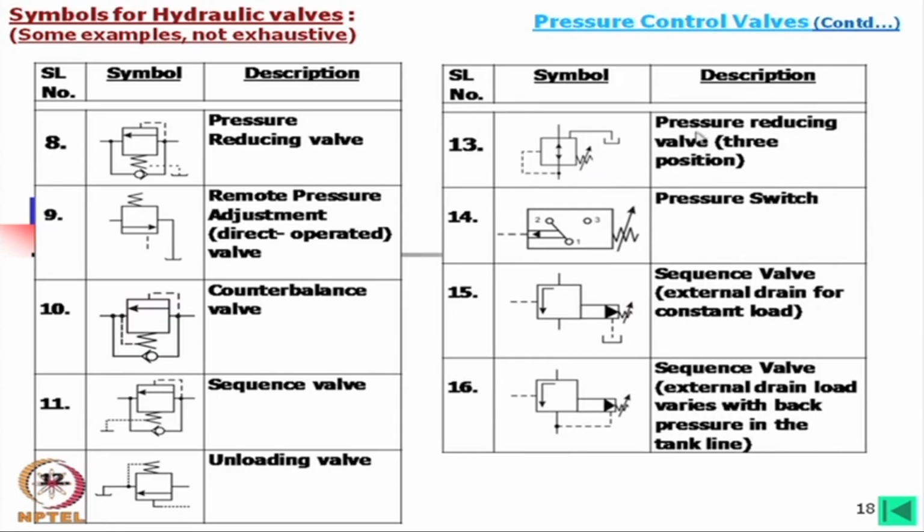Now, as you find, pressure reducing valve, three positions, this is a pressure switch. As you can see, this is 1, 2, 3 positions, it is either connected with 2 or connected with 1 and 3. So, this is a pressure switch. Depending on the pressure, this will be connected this way or the other way. The sequence valve, external drain, load varies with back pressure in the tank line.